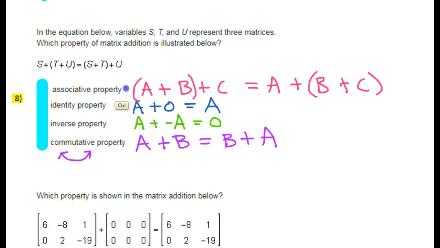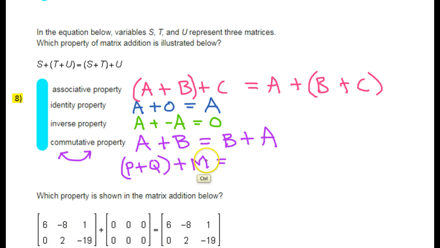Now, be careful. For the associative property, it looks like that's the only one that has parentheses. So sometimes students think, oh, if I see parentheses, it's automatically the associative property. Not true. Let me show you an example of the commutative property that has parentheses in it. I'm going to change the letters a little bit. Say if instead of A, I had P plus Q in parentheses. Okay, so I have P plus Q, plus, let's say, M.